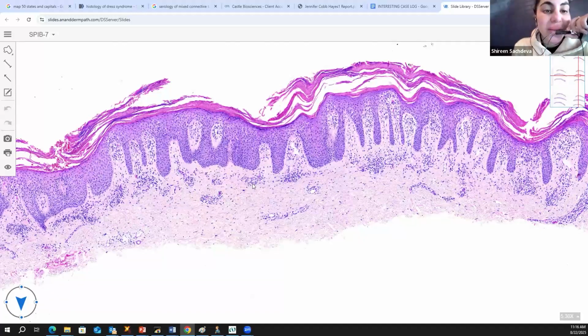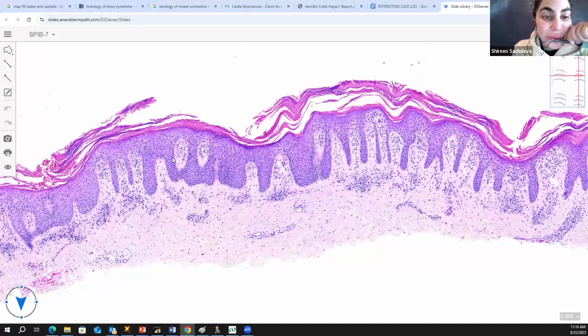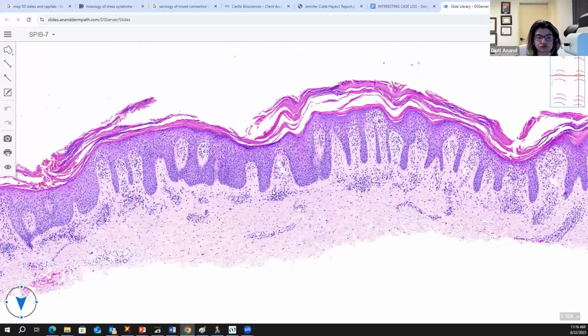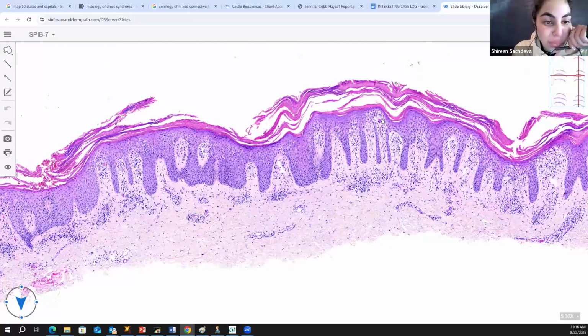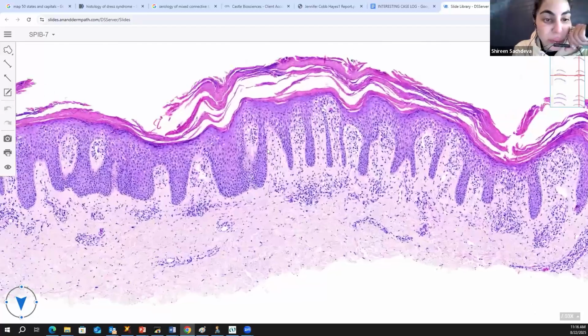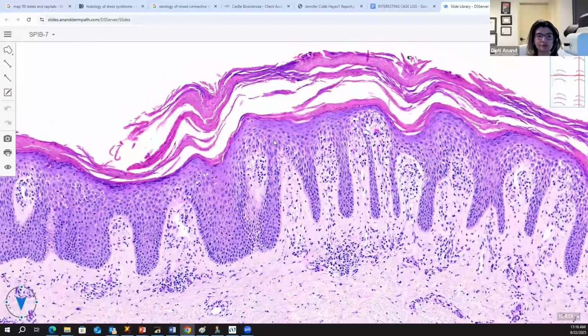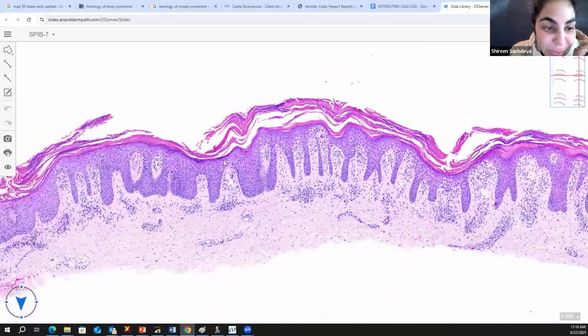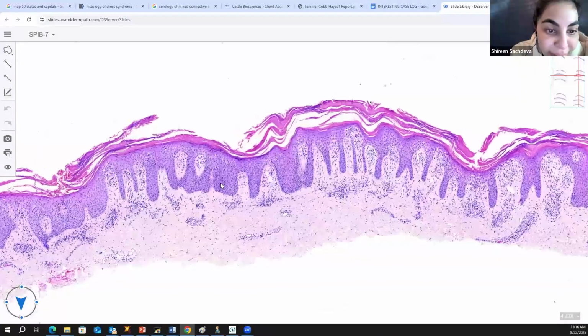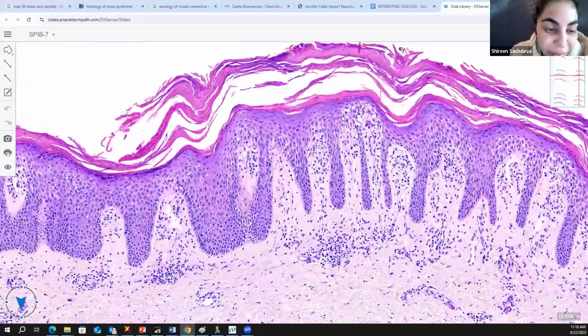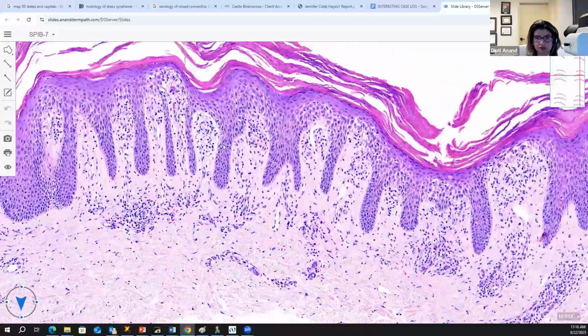So you see these really nice club shaped, elongated, reedy ridges. Suprapapillary thinning. You've got a really thick corneal layer and then very minimal granular layer. And so you're zooming in. So we've got really nice vessels in the papillary dermis. And so psoriasis.